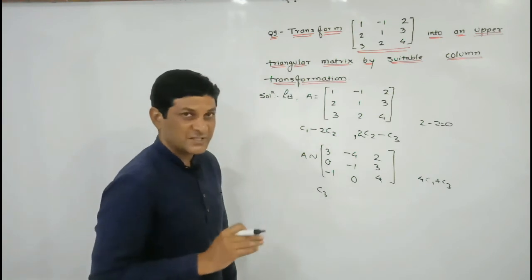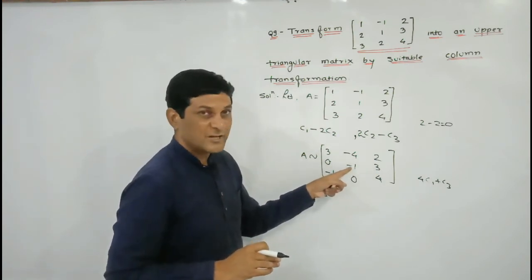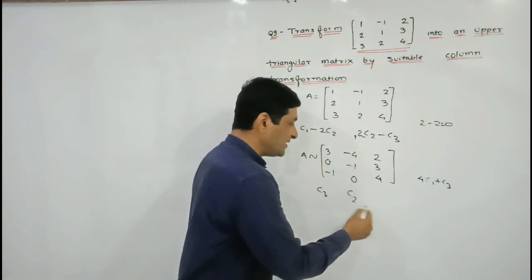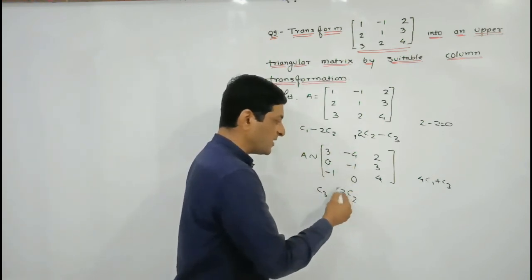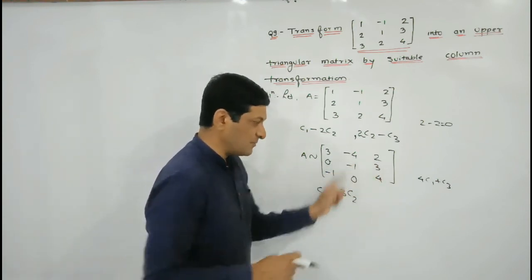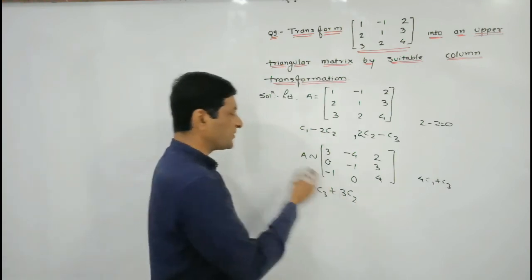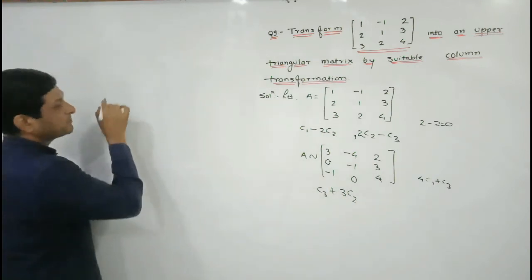Operation should be on C3, and to convert it into 0 we have to use the corresponding element of C2. So what is the element of C2 here? -1. If we are multiplying it by 3, here we'll get -3, and -3 plus 3 means we have to take the addition here to get 0. So let us perform this operation on the element of the third column.